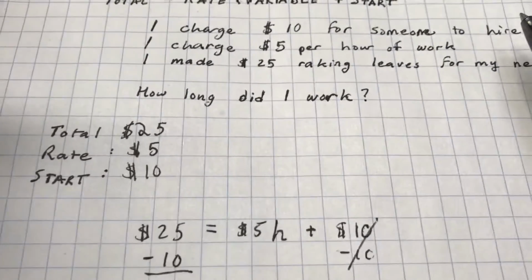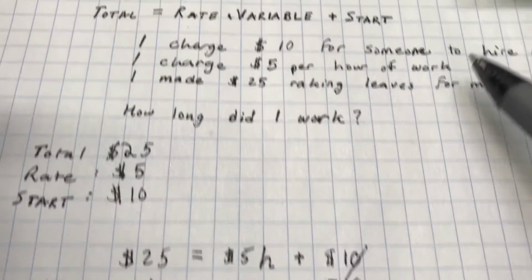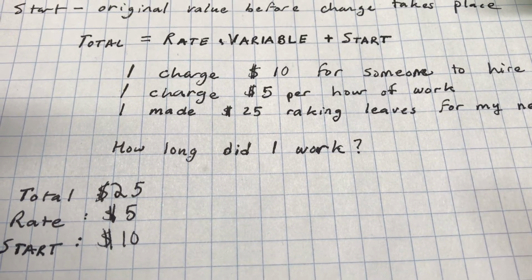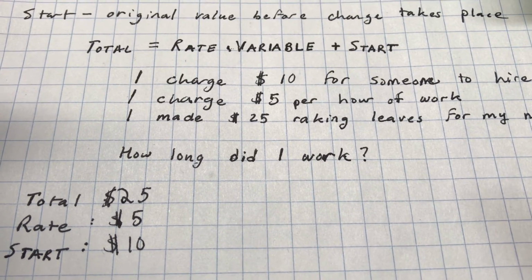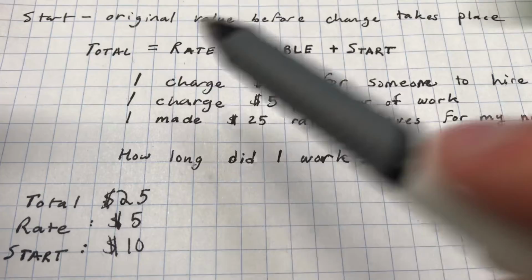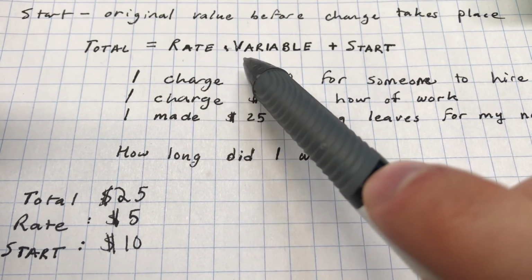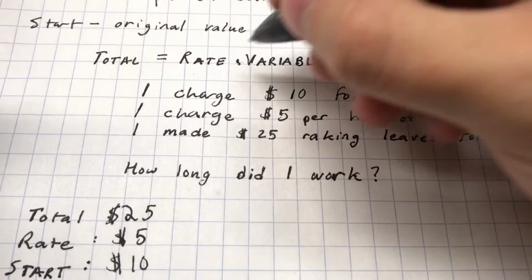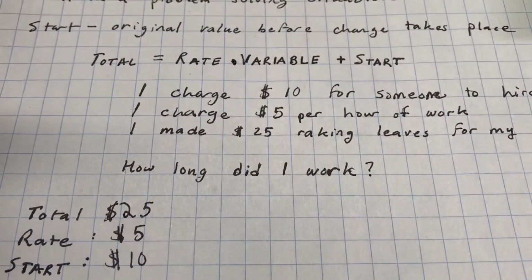We use real life equations all the time, and I'm going to give you another one to work with as an assignment on Google Classroom. But just remember this formula: total equals rate times variable plus start. Rate times variable plus start.